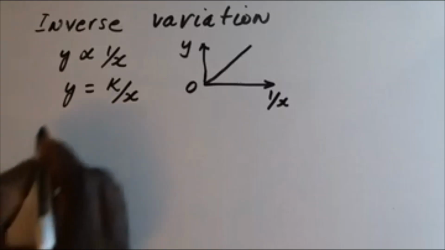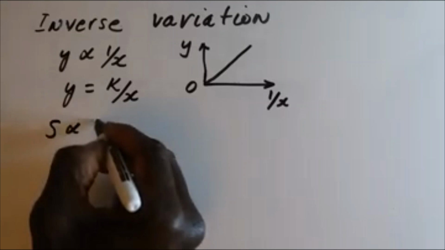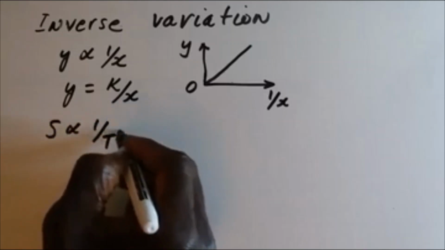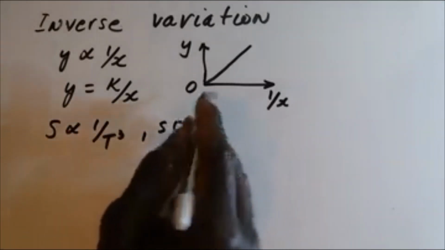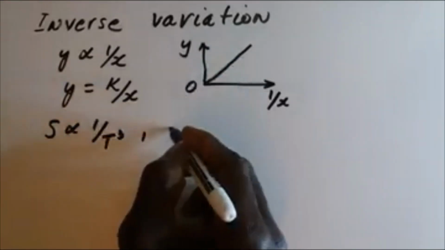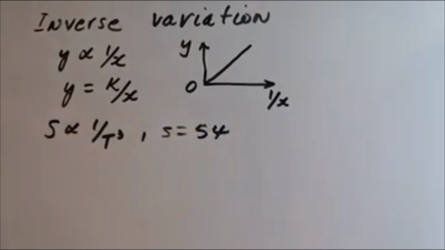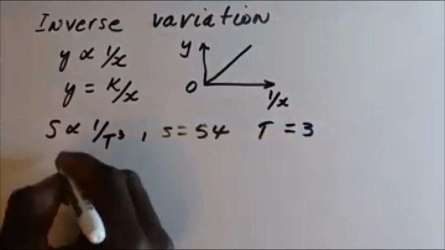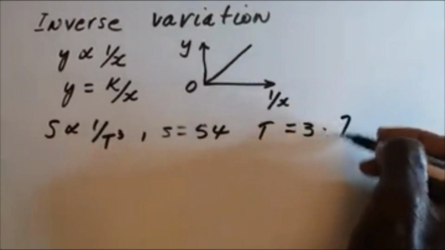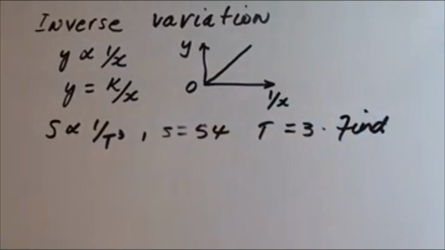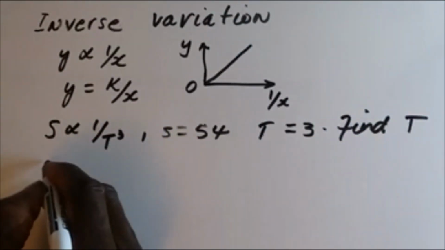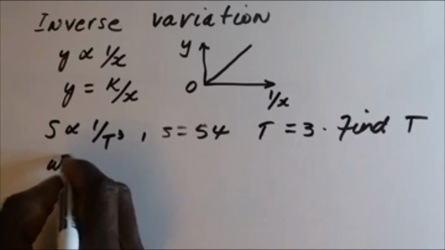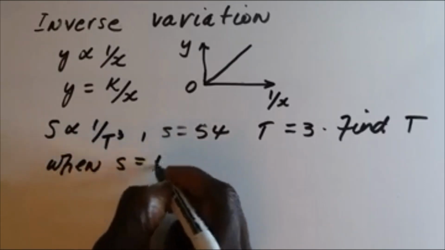Suppose we're given a problem that s varies inversely proportional to t cubed, that's 1 over t cubed, and s is equal to 54 when t is equal to 3, and we're asked to find the value of t. Find t when s is equal to 16.